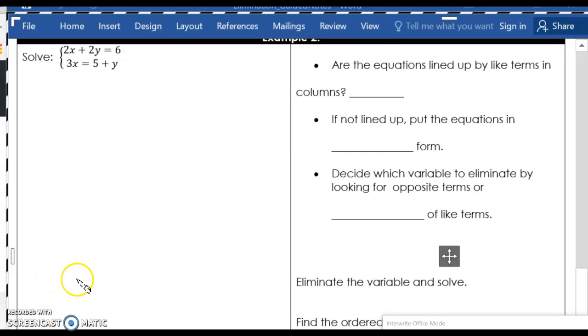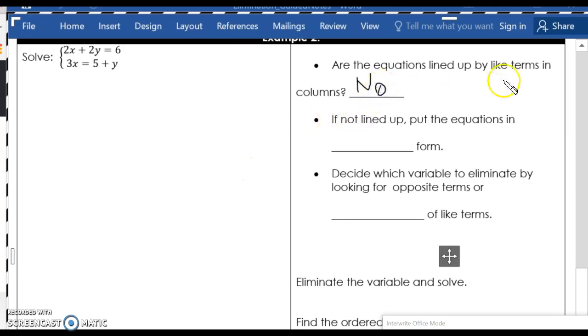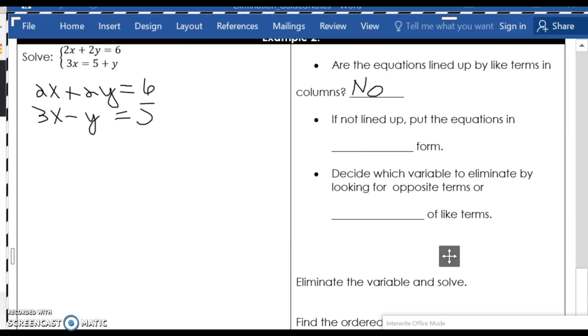All right, let's look at example 2. So first things first, are our equations lined up with like terms in columns? No, they're sure not. So how do we do that? We put the equations in standard form. By rearranging the second equation, we can get them into standard form. So we have 2x plus 2y equals 6, and 3x minus y equals 5.